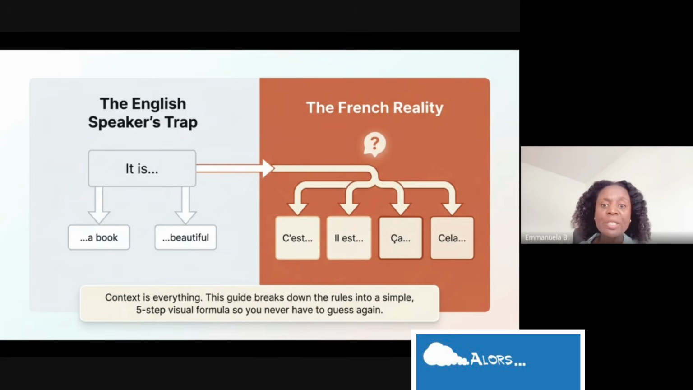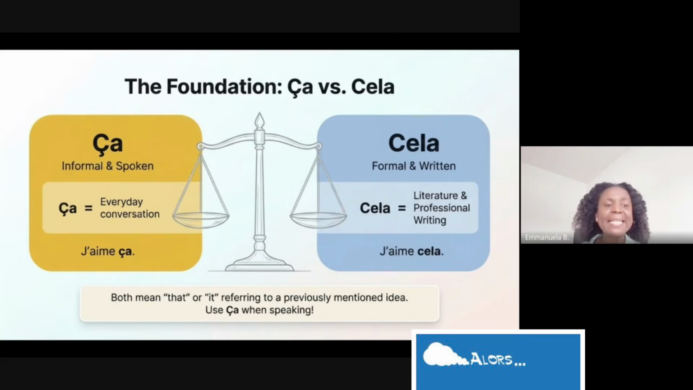In English, it is or he, she is seems straightforward. In French, however, translation depends entirely on context and sentence structure. There is no one-size-fits-all solution. Remember this, context and sentence structure are everything. Let's start with the foundation, ça versus cela.